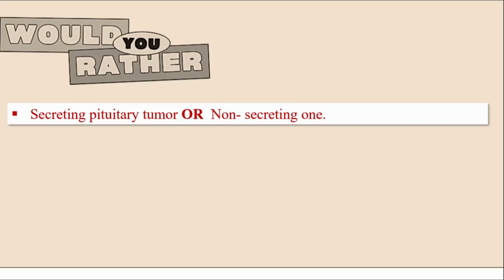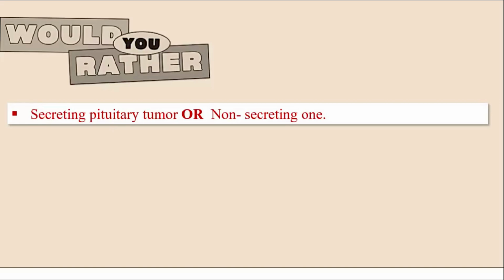Discovered first, it would be secretory. Yes, generally speaking, because of the hormonal manifestations, it's easily picked up before the visual field becomes extensively affected or even appears. But non-secreting ones usually present late with advanced visual field effects, until they exert pressure effects. Yes, that would be the presentation.